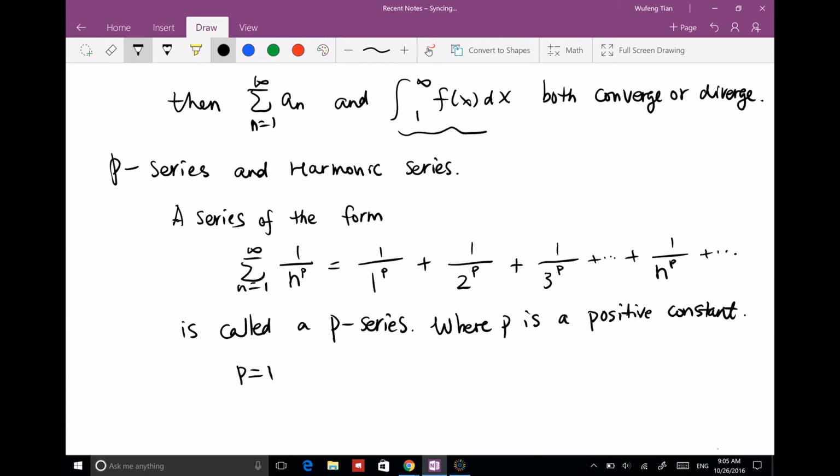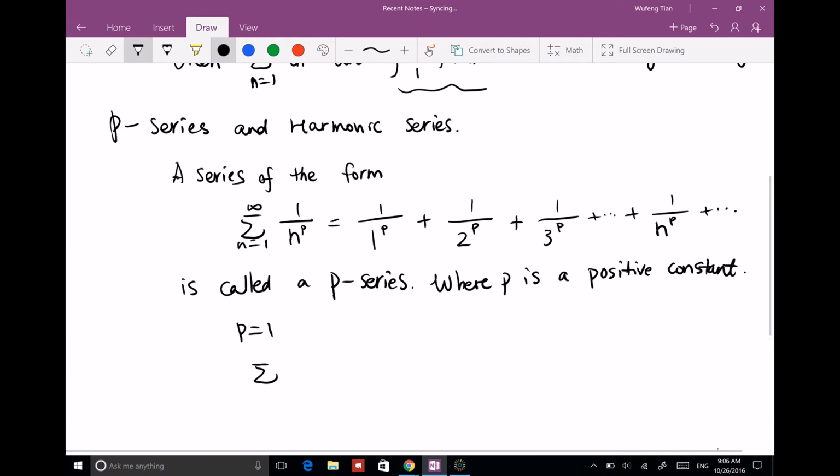Special example: if p equals 1, this will be the sum from n equals 1 to infinity of 1 over n to the power 1, so just 1 over n. Can anyone tell me if you remember this one? Does this series converge or diverge? Converge? Why does this series converge? Because 1 over infinity is 0.